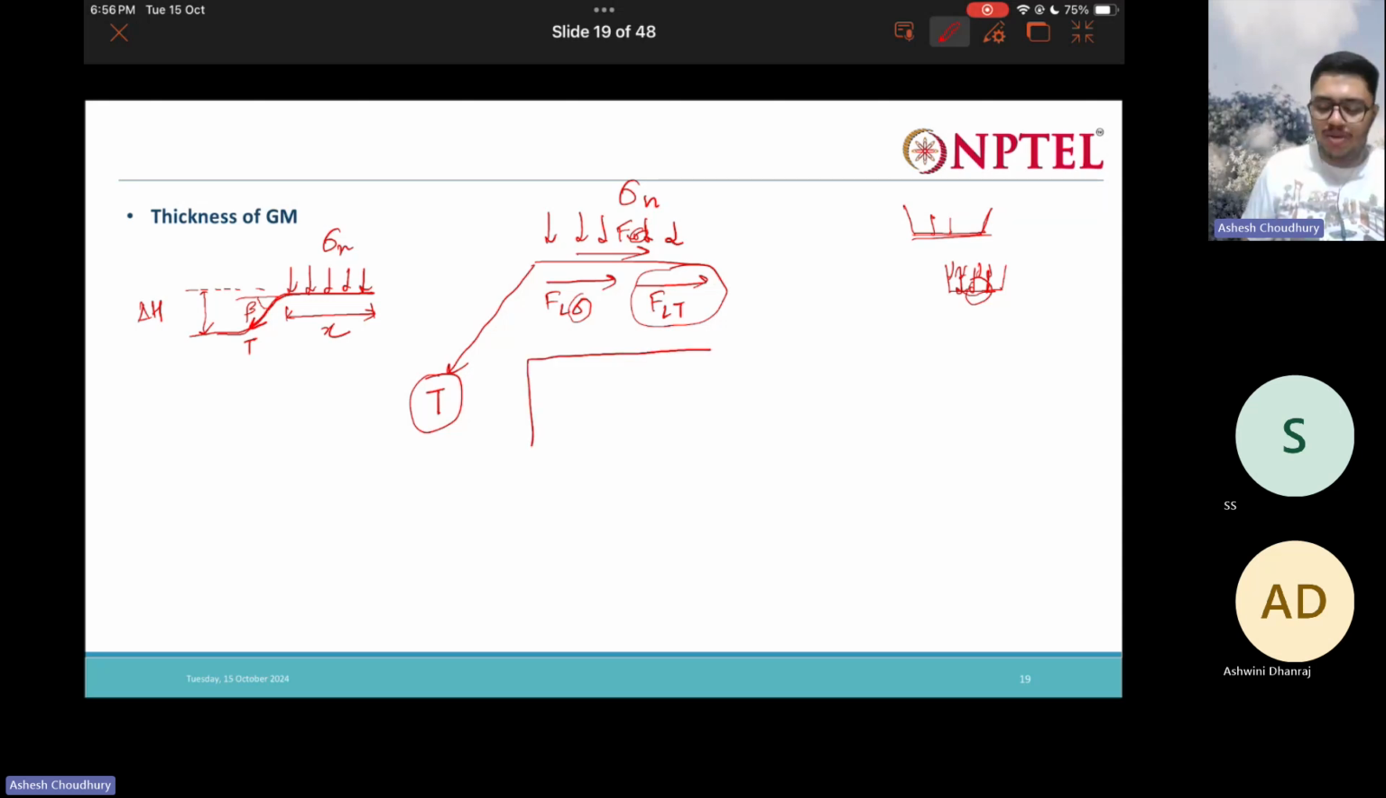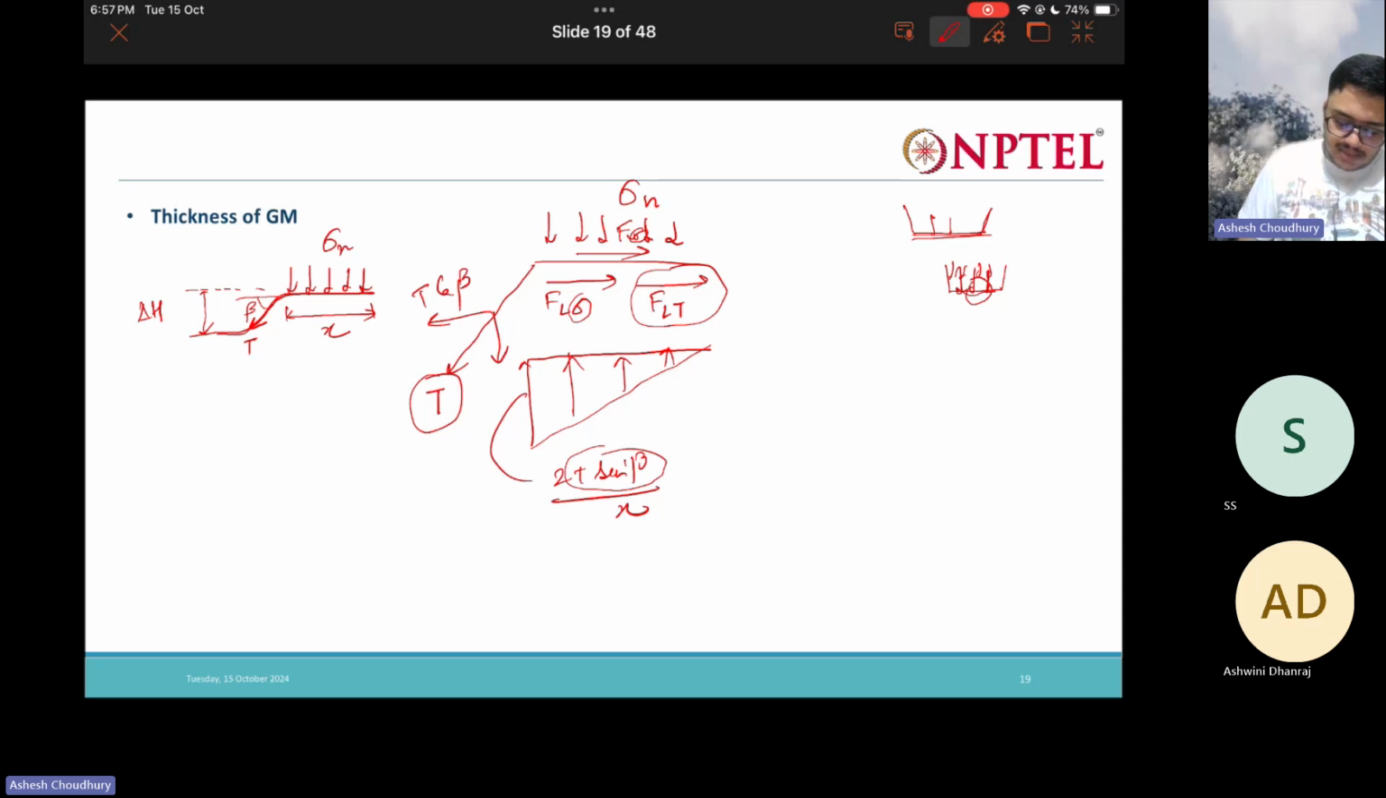It does not get uniformly mobilized, it gets mobilized in a triangular fashion, like this. So this value is twice T sine beta by x. Now from where is this T sine beta coming? So this T has two components, right? This is T cos beta and this is T sine beta. Now this normal stress, whatever is getting mobilized in this part, is also going to create one more frictional component, F_l delta. If we equate all this together, we will get the expression of the thickness of the geomembrane.